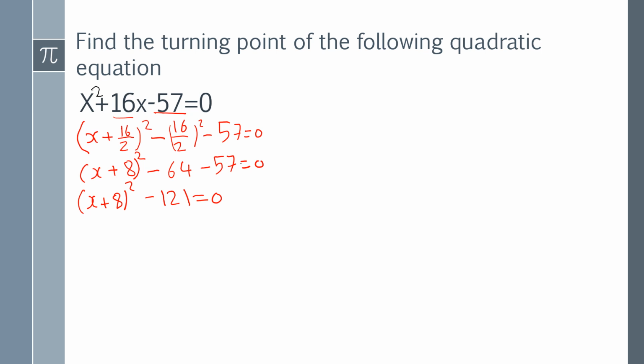So the turning point of the following quadratic equation is the negative of this number. So if it is plus 8, then it should be minus 8. If the number is negative, then we turn it into positive. If the number is positive, we turn it into negative. And the y coordinate is just the same thing, minus 121. So the turning point of this quadratic equation is minus 8, minus 121.